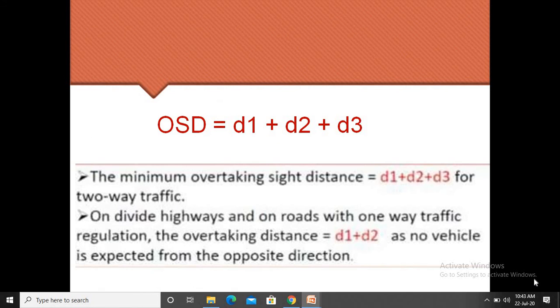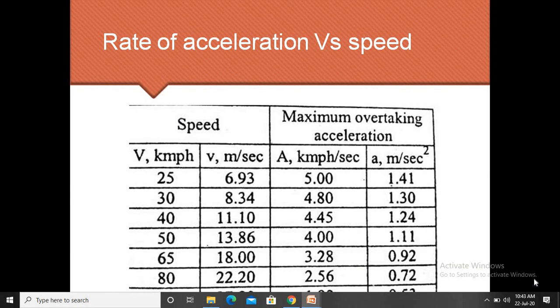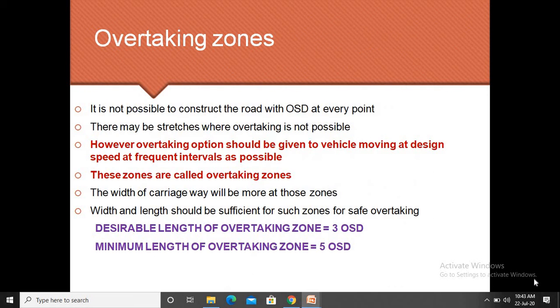So OSD means D1, D2 and D3. D1 is the starting vehicle distance, D2 is the overtaking period between the slow vehicle and the moving vehicle, and D3 is the opposite vehicle's distance. So D1 plus D2 is the overtaking distance, when no vehicle is expected from the opposite direction. If D3 is there, then we can expect an opposite vehicle. So this is the speed, everything, acceleration.